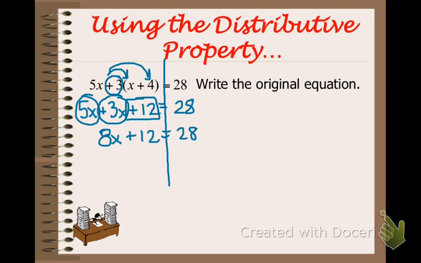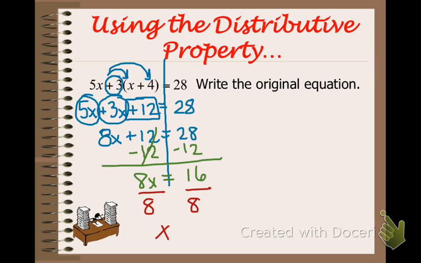First step to undo is the additive inverse, or undo this addition. Last step to undo is going to be dividing both sides by 8 to get x is equal to 2. And then I check my work.